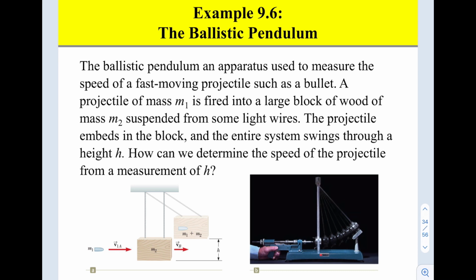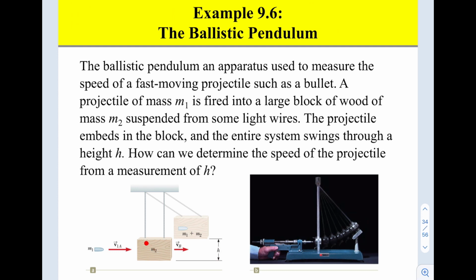Example 9.6, the ballistic pendulum. The ballistic pendulum is an apparatus used to measure the speed of a fast-moving projectile such as a bullet. A projectile of mass M1 is fired into a large block of wood of mass M2 suspended from some light wires. The projectile embeds in the block and the entire system swings through a height h. How can we determine the speed of the projectile from a measurement of h?